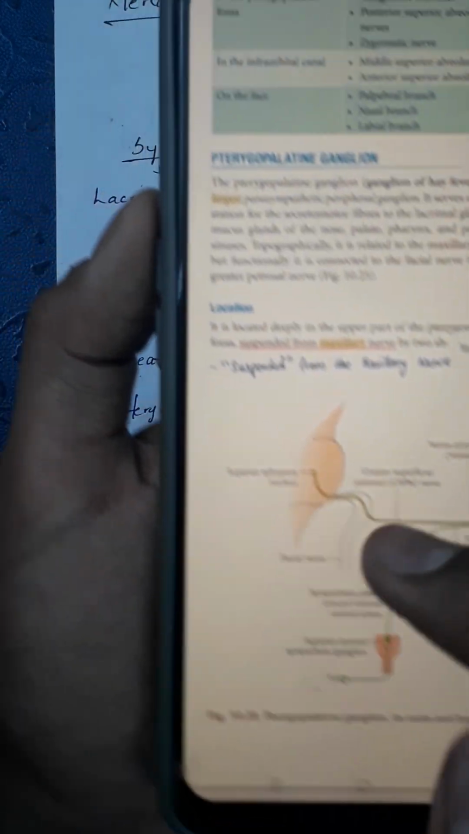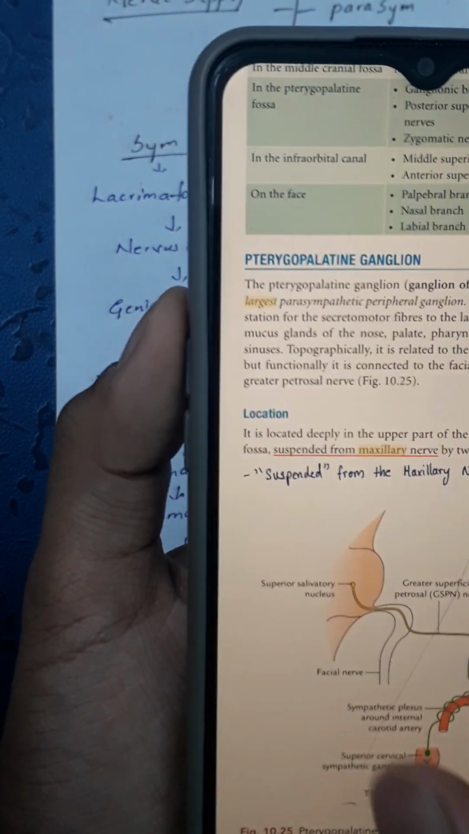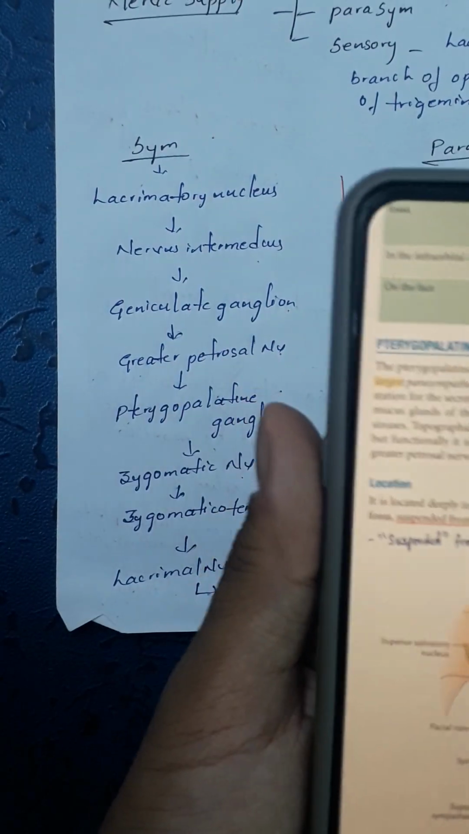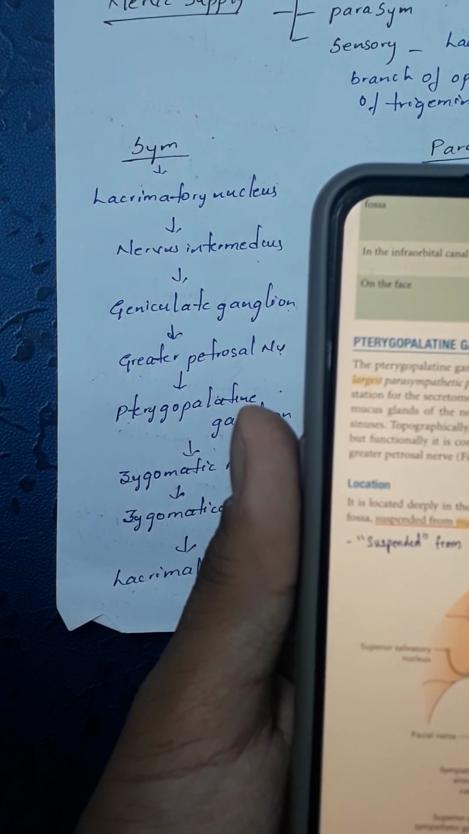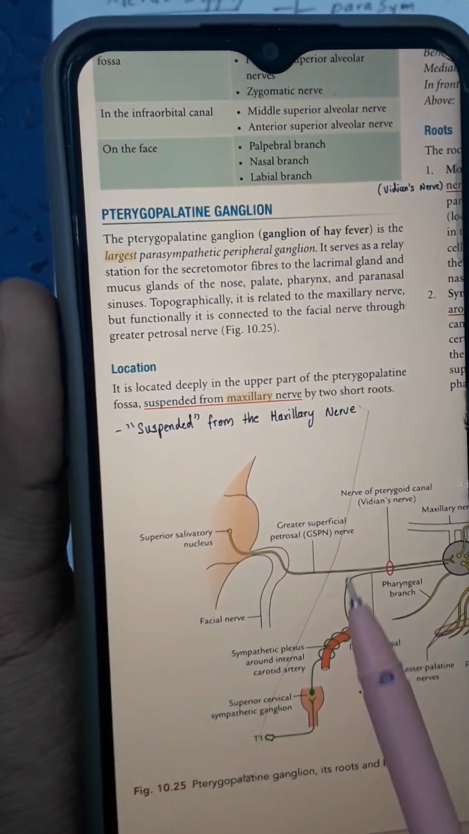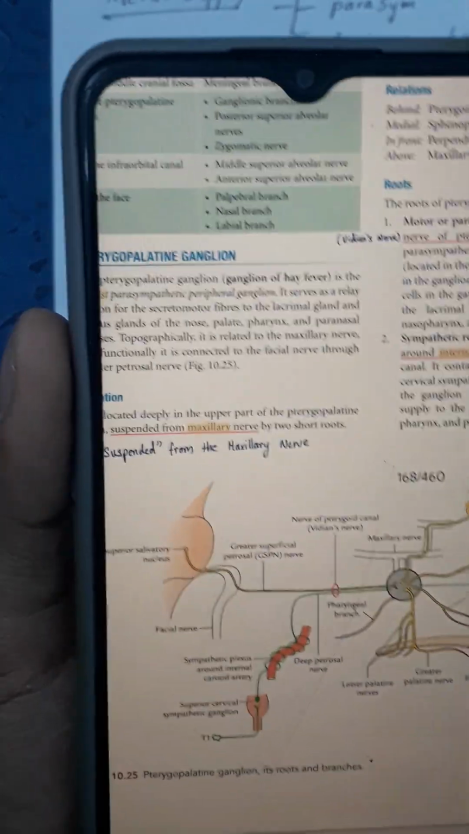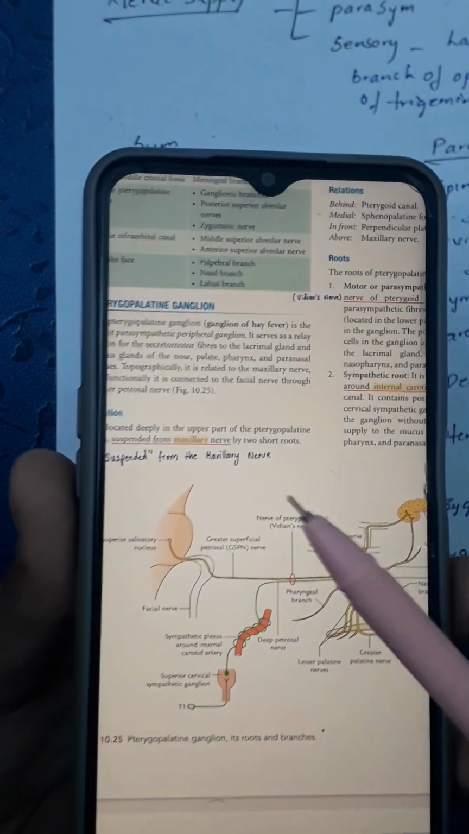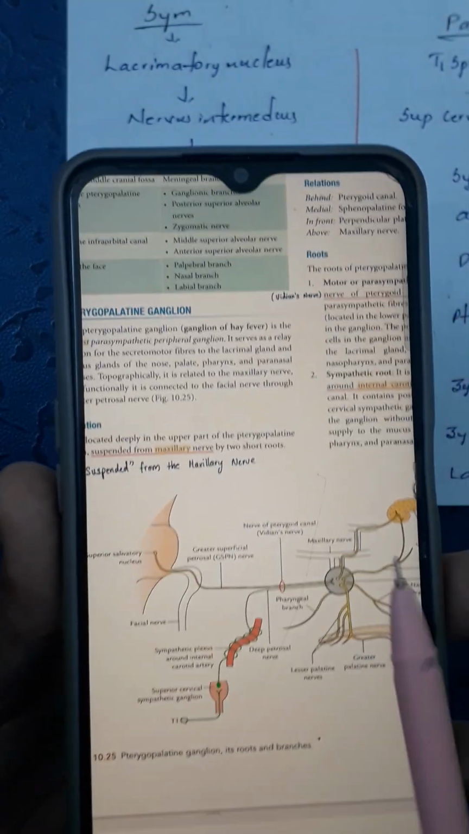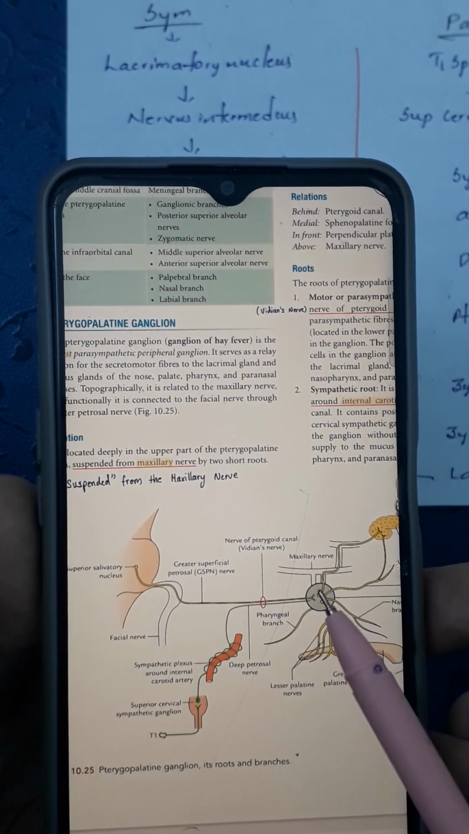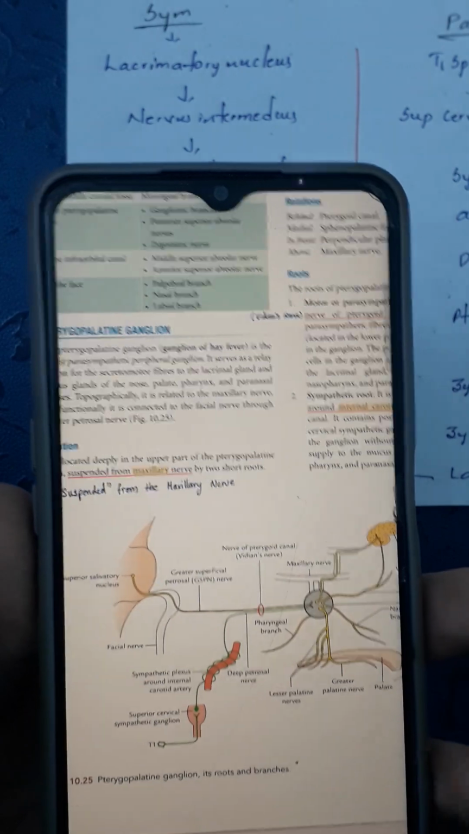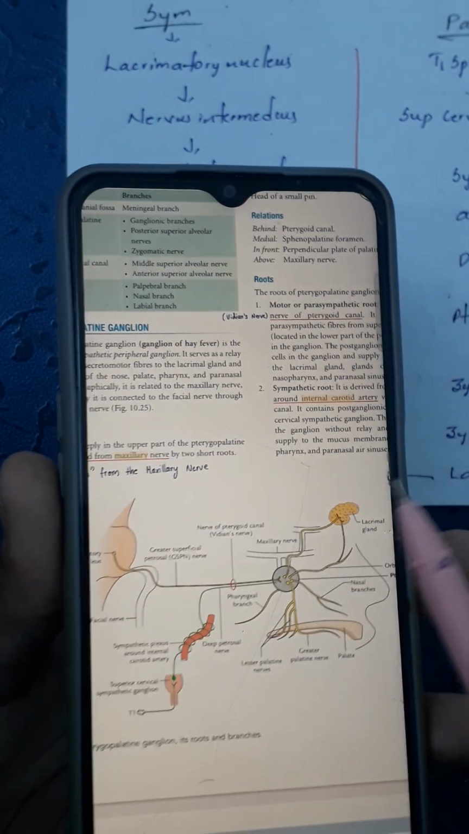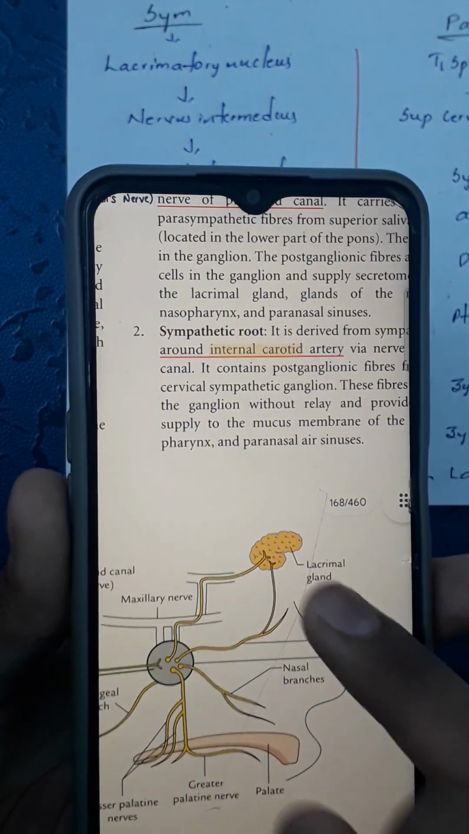See, this is the lacrimatory nucleus or superior salivatory nucleus. Here it passes via the nervus intermedius, and it passes through the geniculate ganglion, and we can see here it passes via the greater petrosal nerve. Here it relays in the pterygopalatine ganglion, and here you can see the zygomatic nerve, zygomaticotemporal nerve, and it branches again, it gives the lacrimal nerve, and it supplies the lacrimal gland.